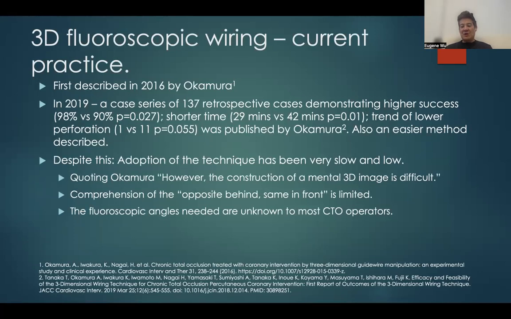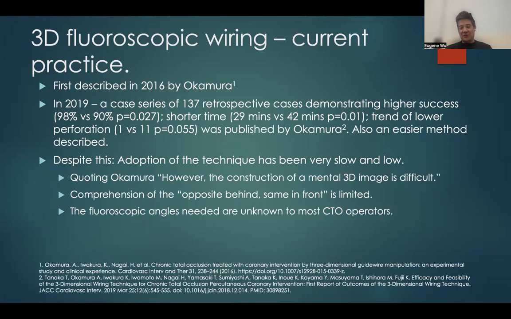The technique was first described by Okamura in 2016 in CIT, and subsequently in 2019, Okamura published a series of 137 retrospective CTO cases demonstrating a higher success rate, 98 versus 90%, shorter procedure time, 29 versus 42 minutes, and a trend towards lower perforation if 3D fluoroscopic wiring was used. Okamura also described an easier method, the opposite behind, same in front method. But despite this, the adoption of 3D fluoroscopic wiring has been very slow and very low.